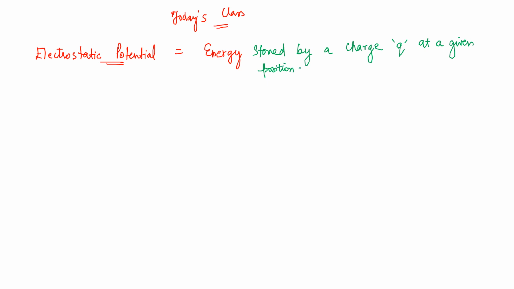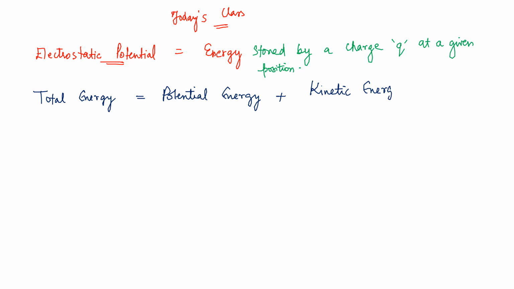Now we know that the total energy of any system equals potential energy plus kinetic energy. So if there is a decrease in one, the other will increase, and if one is increasing, the other will start decreasing. So overall, the total will remain the same.